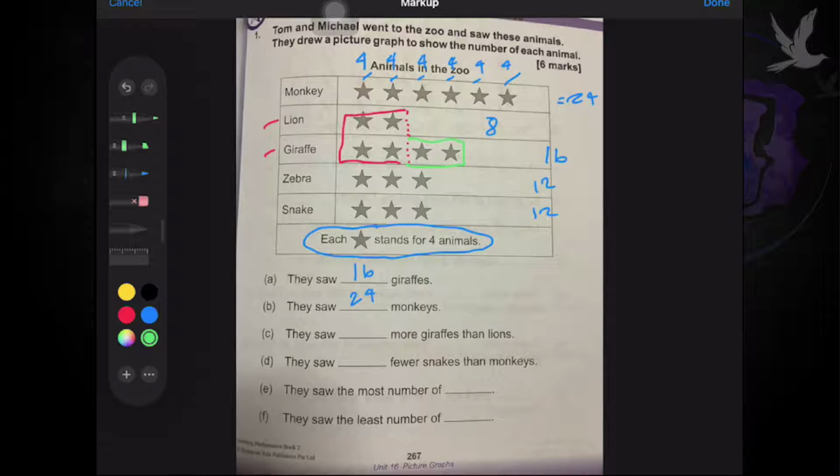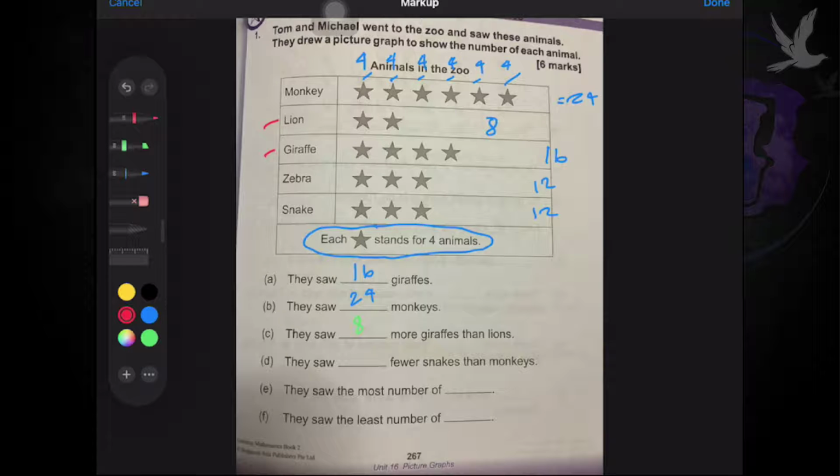You have 2 stars for the giraffe, more than the lion. So that's 2 multiplied by 4, which is equivalent to 8. So they saw 8 more giraffes than lions. I'll just change the color because it doesn't look clear. Alright, it's clear enough. Anyway, I'm going to erase that part since it was just used for letter C. Let's try to answer letter D.